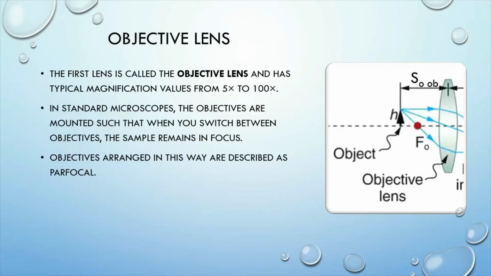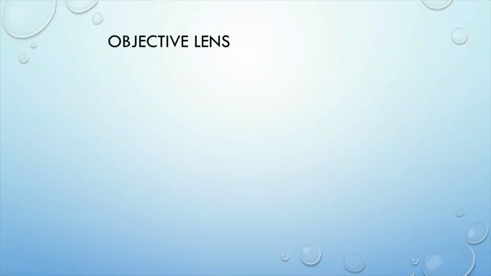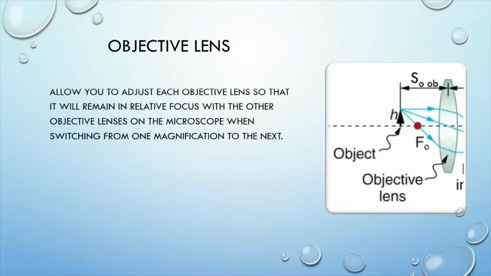What is the meaning of parfocal? Parfocal means having sets of objectives which allow you to adjust each objective lens so that it will remain in relative focus with the other objective lenses on the microscope when switching from one magnification to the next.